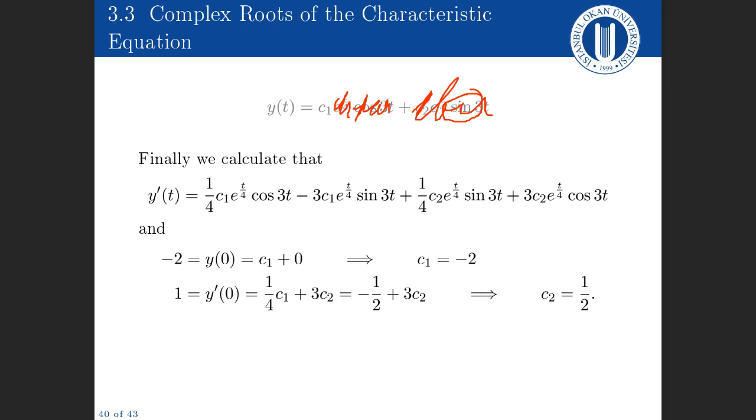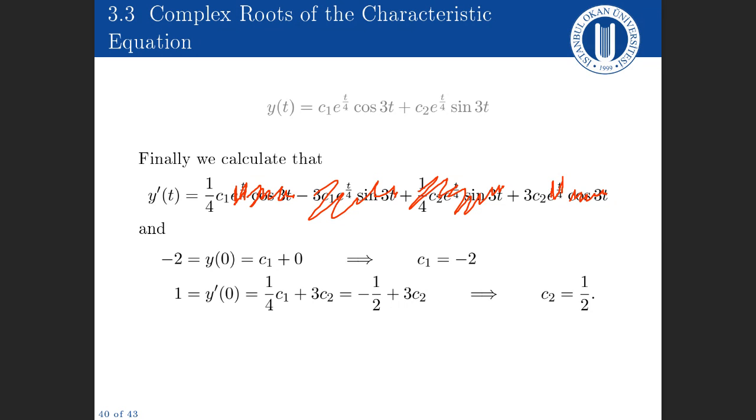And then do the same thing for y prime. Sine of 0 is 0, forget about this. Sorry, that's a mistake. Where was I? Sine of 0 is 0, forget about this. Forget about sine 0. Cos of 0 is equal to 1, forget about that. E to the power of 0 is 1, so forget about that. And what are we left with? We're left with a quarter C1 plus 3 C2.